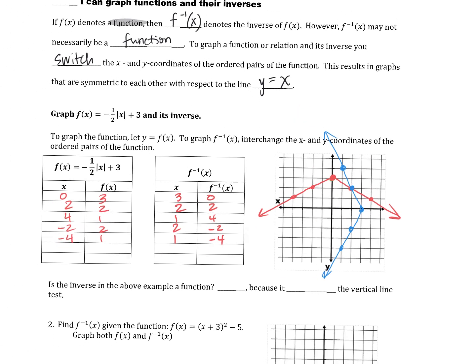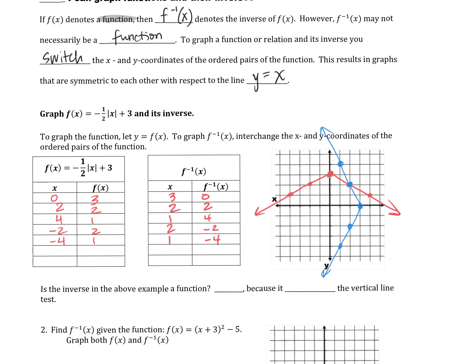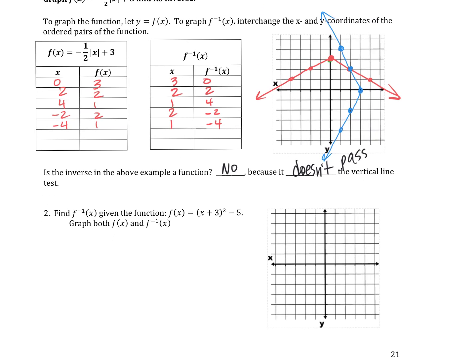And then again, what we had been told, the graphs reflect over this line y equals x. This line y equals x is here. Does it look like my red line function was reflected over that line to land on my blue line? Yeah. Is the inverse a function? Is my blue graph a function? Why or why not, do you think? No. Correct. Why is it not a function? Nice. It does not pass the vertical line test. A vertical line would go through it twice. It does not pass. It doesn't pass the vertical line test.